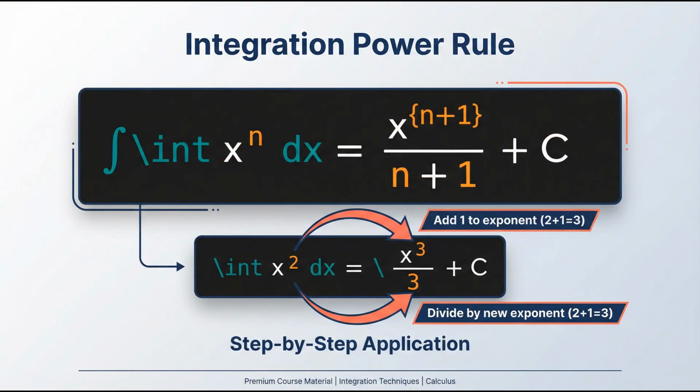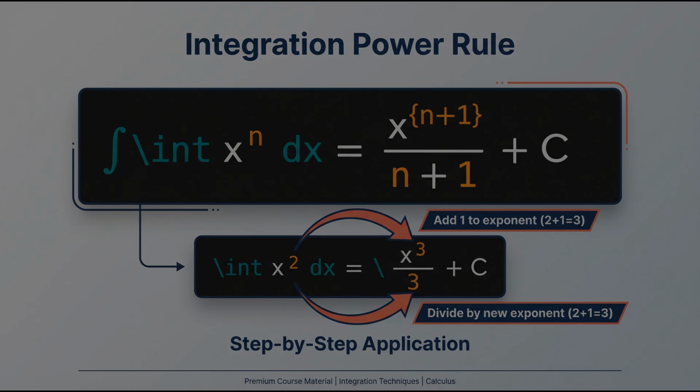Just like derivatives, we have a power rule for integrals. To integrate x to the n, we add 1 to the exponent and divide by that new number. So the integral of x squared becomes x cubed divided by 3 plus c. It is the exact reverse operation of the derivative power rule.